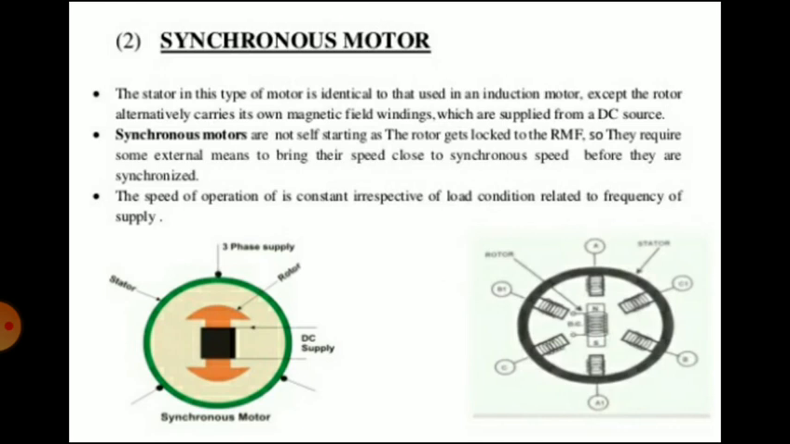Then the synchronous motor. The stator in this type of motor is identical to that used in an induction motor, except the rotor alternatively carries its own magnetic field windings which are supplied from a DC source. Synchronous motors are not self-starting as the rotor gets locked to the rotating magnetic field, so they require some external means to bring their speed close to the synchronous speed before they are synchronized.